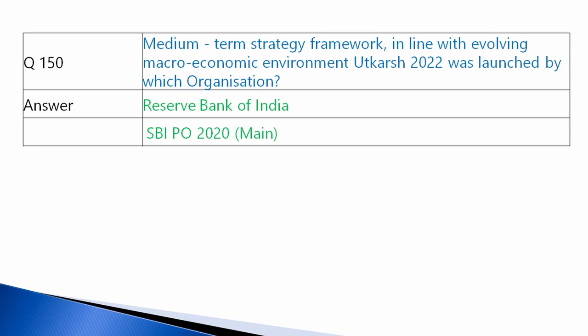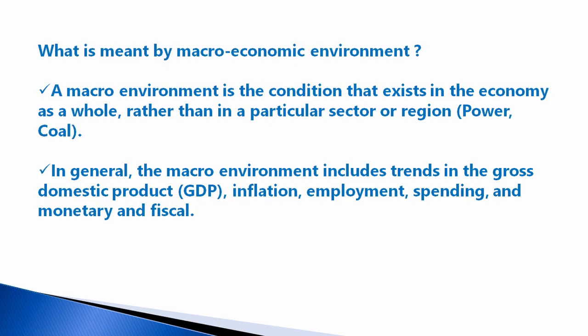Medium term strategy framework. In line with the evolving macroeconomic environment, Utkarsh 2022 was launched by which organization? This was launched by the Reserve Bank of India. What is meant by macroeconomic environment? A macroeconomic environment is the condition that exists in the economy as a whole rather than in a particular sector or region.